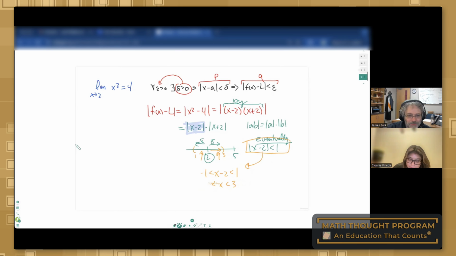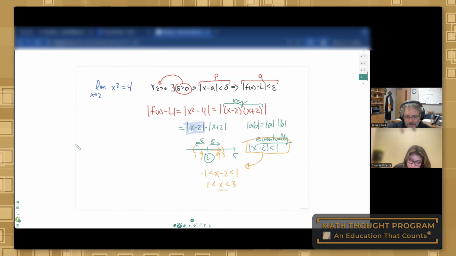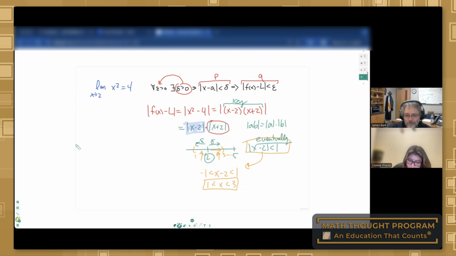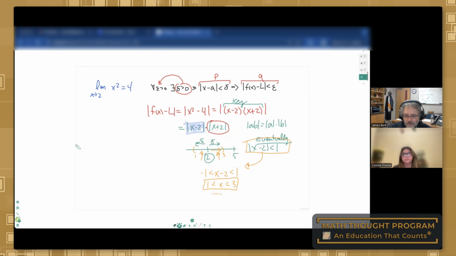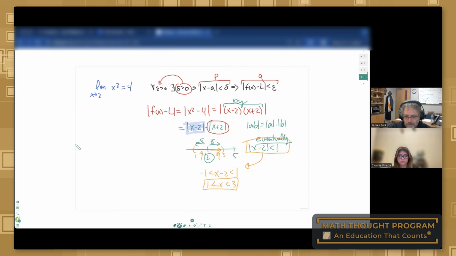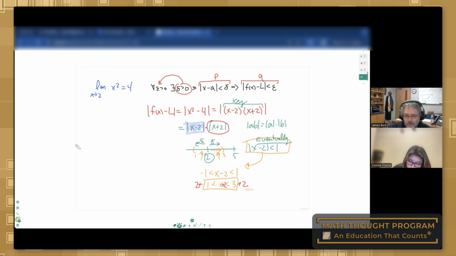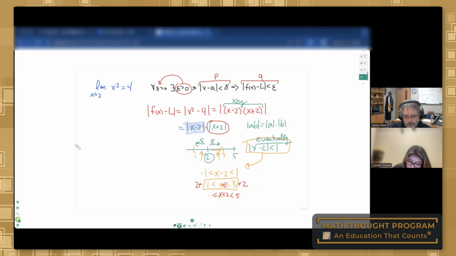Add 2 to both sides. There we go. And the problematic piece that we have is really this piece right there. But what if I took this inequality and add 2 to everything? That would then say that x plus 2 is bounded above by 5 and below by 3.